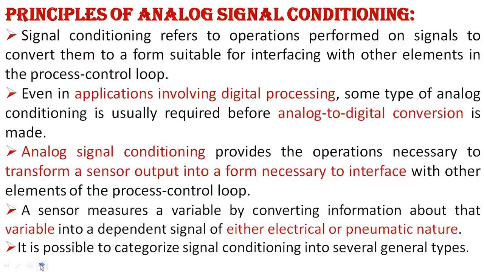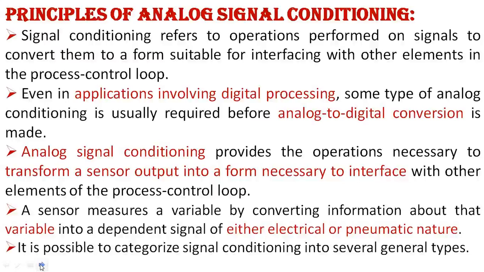Even in applications involving digital processing, some type of analog conditioning is usually required before analog to digital conversion is made. Analog signal conditioning provides the operations necessary to transform a sensor output into a form necessary to interface with other elements of the process control loop.